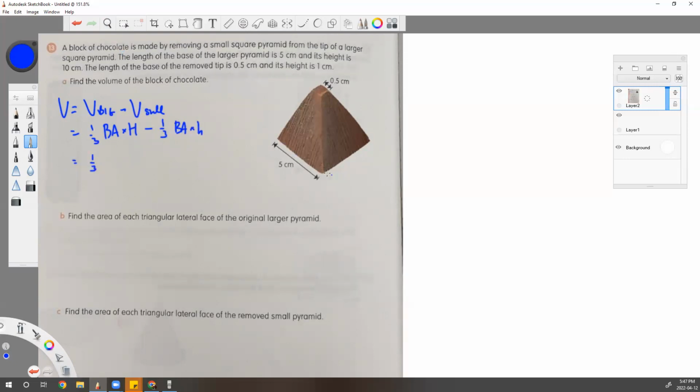Base area is 5 times 5 because it's a square pyramid. So 1/3 times 5 times 5 times the height. Height is given, 10. And then subtract 1/3 times the smaller pyramid, 0.5 times 0.5 times 1, right? Because it's given 0.5 and 1. Understand, Stacy? Yeah. Okay.